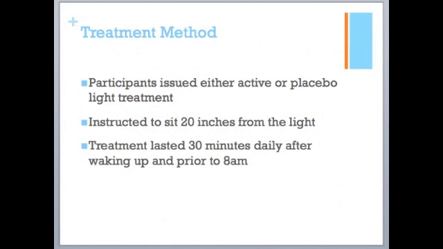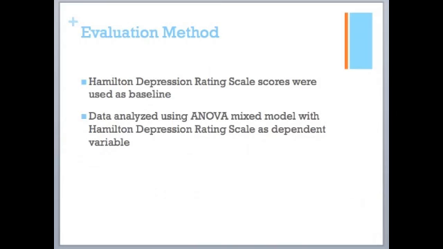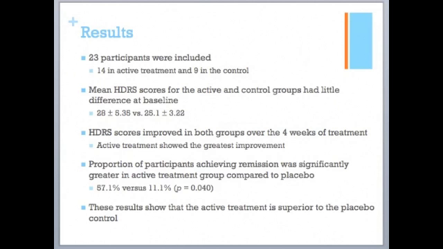The patients were instructed to sit 20 inches from the light, and the treatment lasted 30 minutes daily after waking up and prior to 8 a.m. The Hamilton Depression Rating Scale scores were used as baseline. The data was analyzed using an ANOVA mixed model with the Hamilton Depression Rating Scale as the dependent variable.